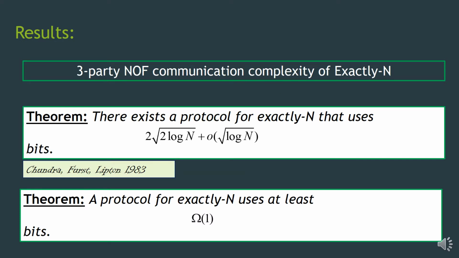There is not much known about this problem. The first result is already from the paper defining the model from 1983, a paper of Chandra, Furst, and Lipton. They defined this model, used it to prove lower bounds on some complexity problem. And this is in a way the first problem that they considered. They proved two results about the problem. First, they showed that there exists a protocol for exactly n that uses at most 2 square root log n bits plus a negligible term.